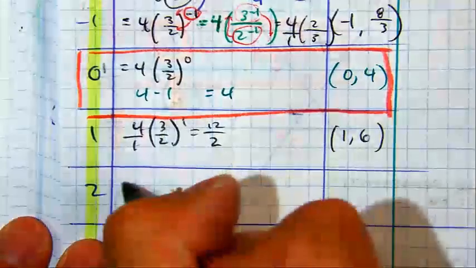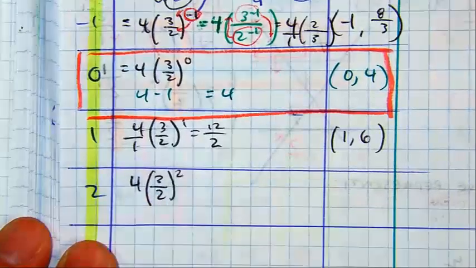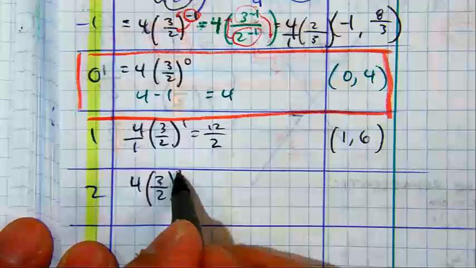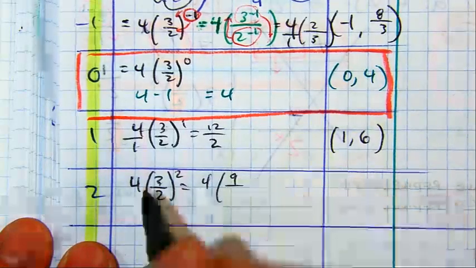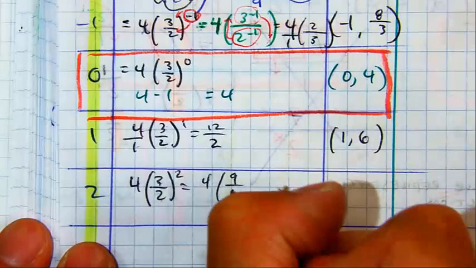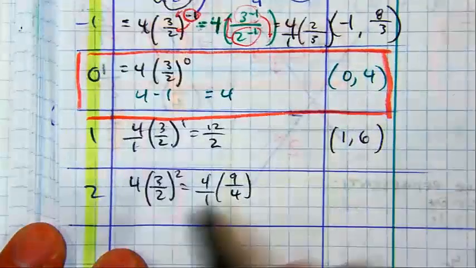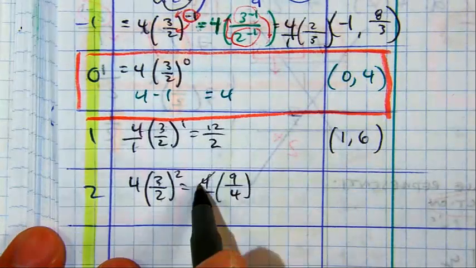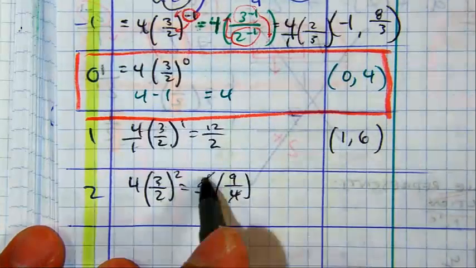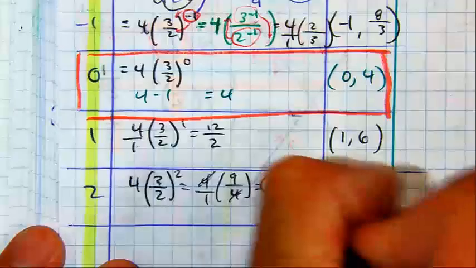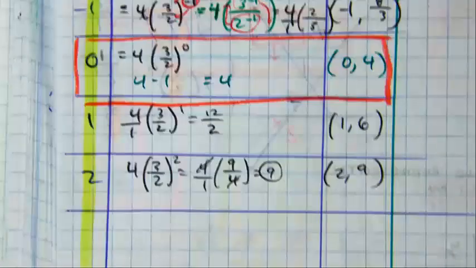And then we put in 2, so 4 times 3/2 to the second power. That means you have 3 squared. And class, 3 squared is? 9. And 2 squared? 4. It's really 3/2 squared, with the 2 in the denominator. And then you can either multiply across, or you can do cross canceling, because essentially that's 36 over 4. 36 over 4 is 9. Or if you cross off your 4s, you get 9. So I got 2, comma, 9. And that's it.